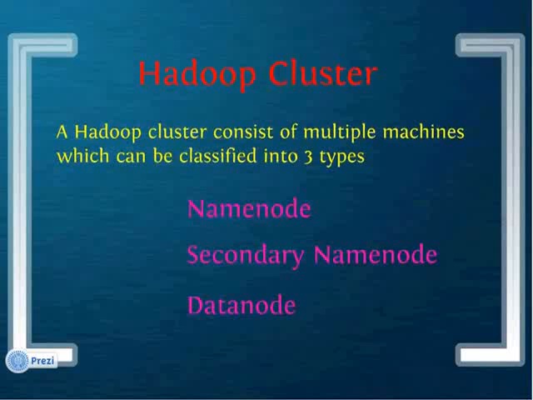So as per the requirement, we can have any number of machines. But as far as the type of machine is concerned, we have only three types of machines in our Hadoop cluster. First is the name node, that is my master machine. Second is the secondary name node, that is the backup of my master machine. And all remaining machines are slave machines, which are known as data nodes. So these are the three types of machines.